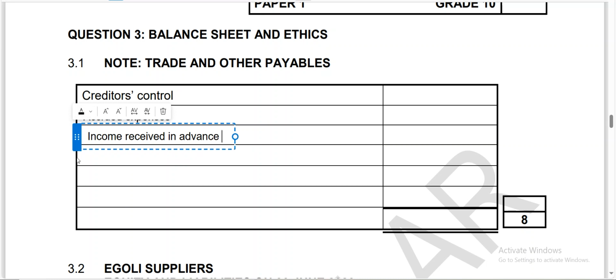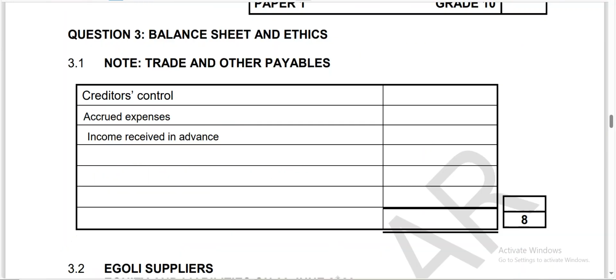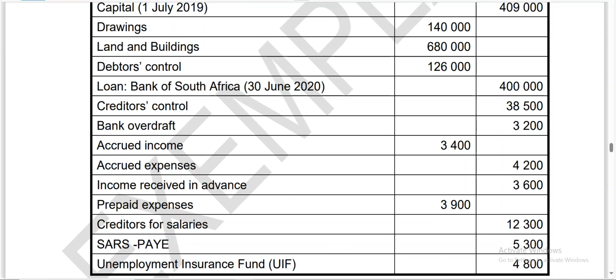Then you are going to have your SARS PAYE if it's there. So maybe we can just take a look to see if it's there. So it's there. So we have SARS PAYE. So I'm going to include it here. SARS PAYE. And then we are going to have things like your medical aid if they are given. So you have your creditors for salaries. So maybe what I can do, I can just enter the amounts for this, but I will come back to that format.